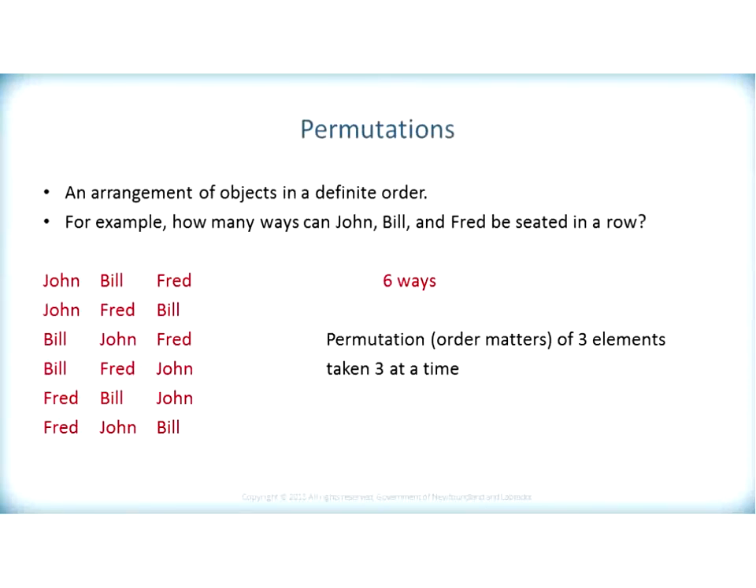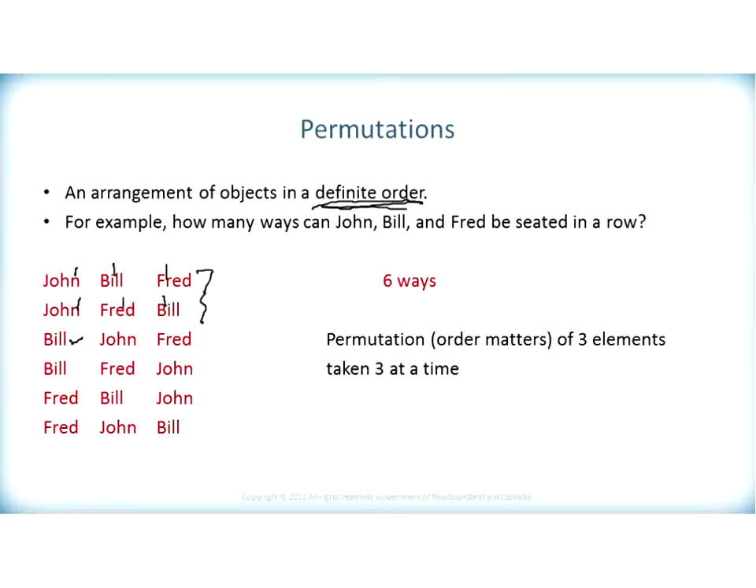A permutation is an arrangement of objects in a definite order, so order matters. For example, how many ways can John, Bill, and Fred be seated in a row? So we can have John, Bill, and then Fred, and of course John can remain in the same seat, yet Fred and Bill would switch. These are different arrangements. Even though the same people are involved, they are sitting in a different order.